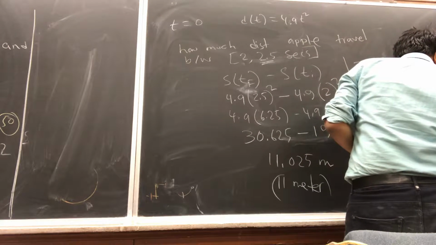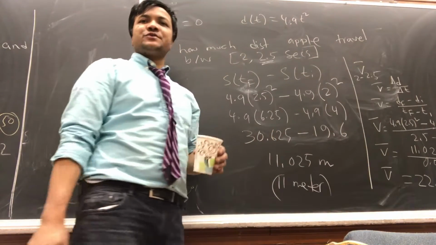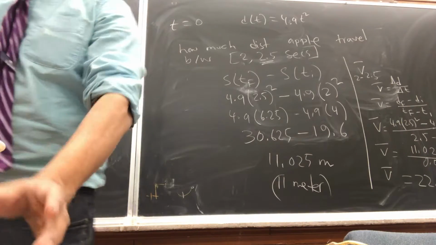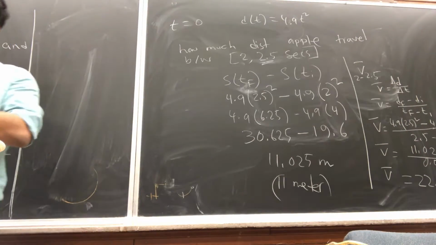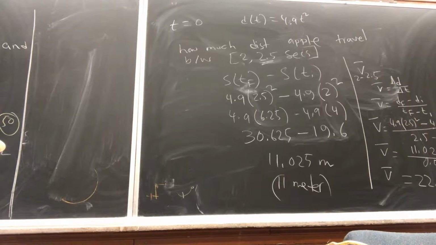So what is the average velocity? 22.05 meters per second. If someone writes 22, that's fine. That's more than fine. Did you get 22? Okay, that's fine.